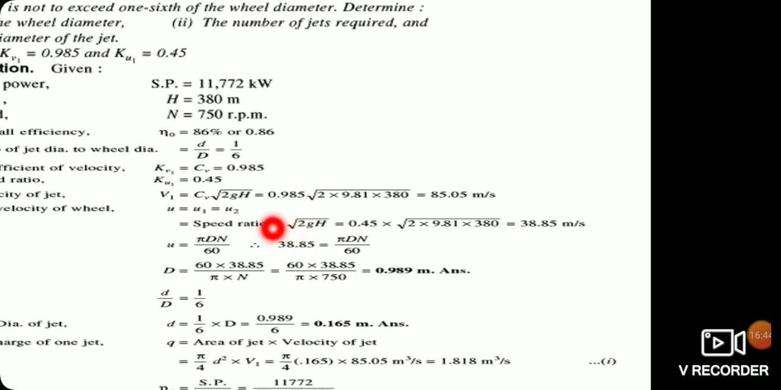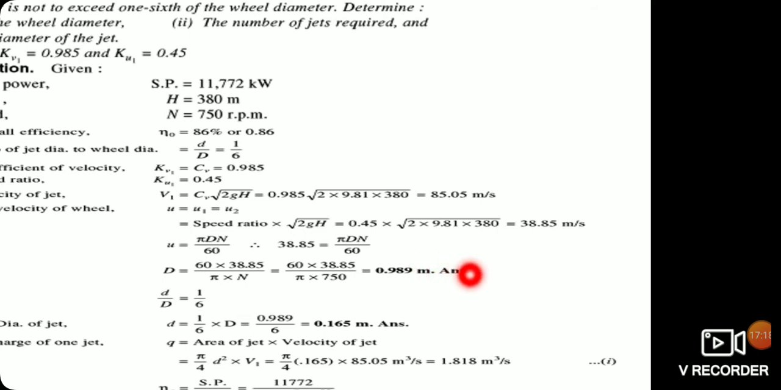Then here the speed ratio u is equal to speed ratio into square root of 2gH, which is 0.45 into square root of 2 into 9.81 into 380. So it will become 38.85 meter per second. So u we know, the tangential velocity u is equal to pi D N divided by 60. So we can convert. Therefore diameter of the wheel, everything we know, u we know, N we know. Then we can calculate diameter D is equal to 60 into 38.85 divided by pi N.